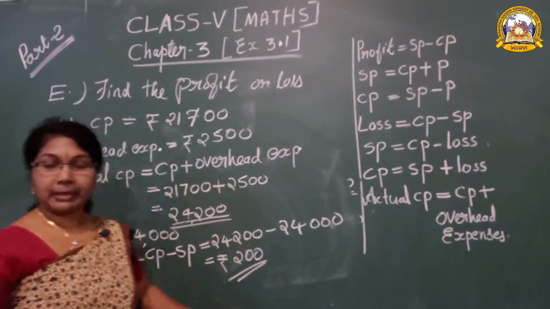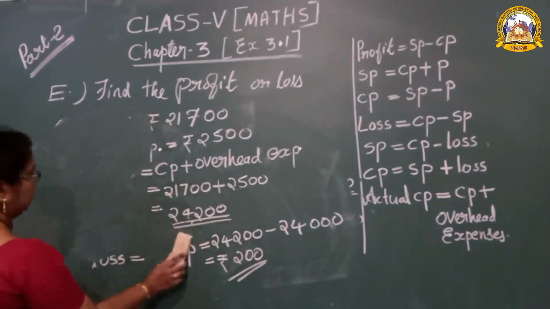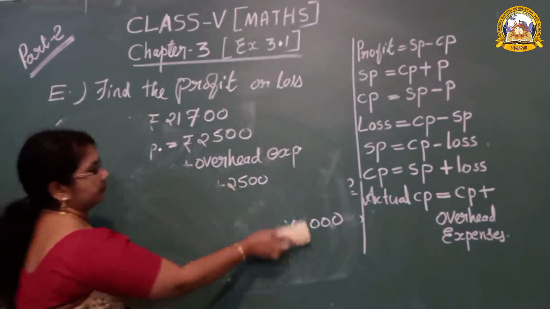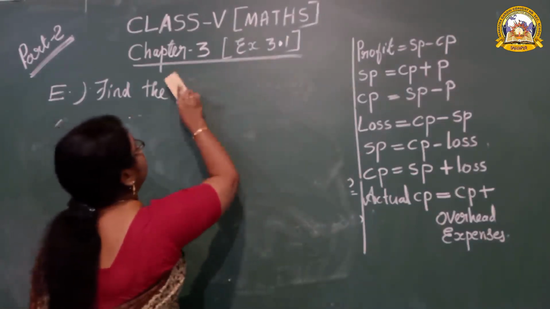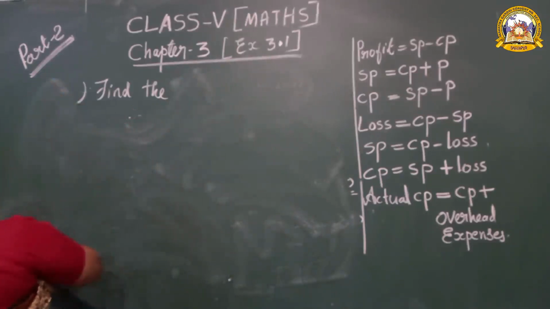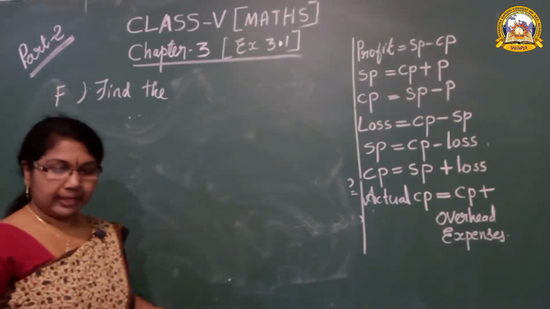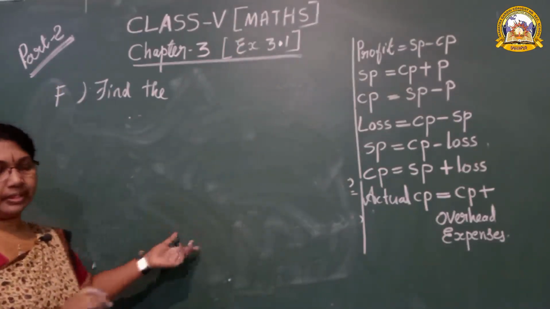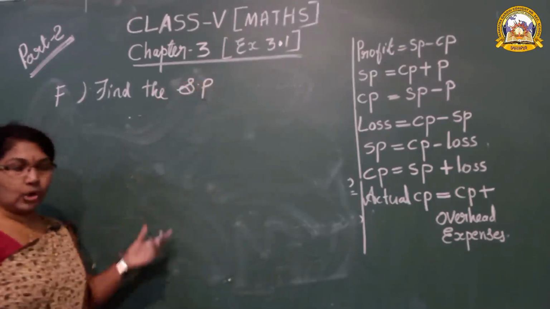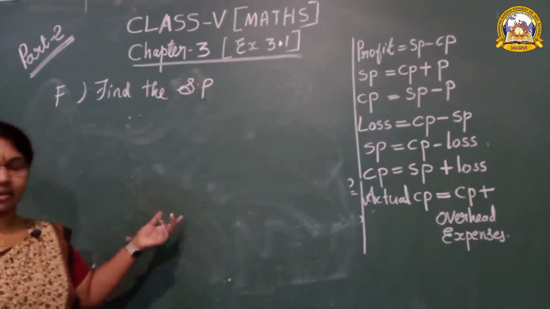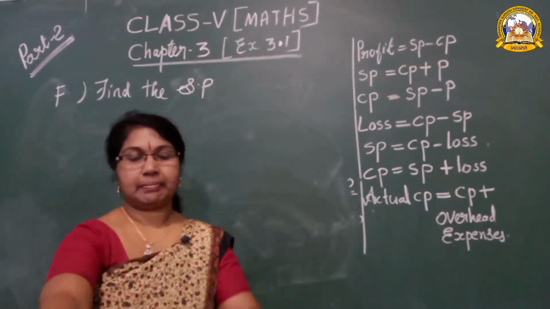Now look at question number F. Find the selling price. Here also overhead expenses and everything is given. What we have to do? We have to find the selling price.